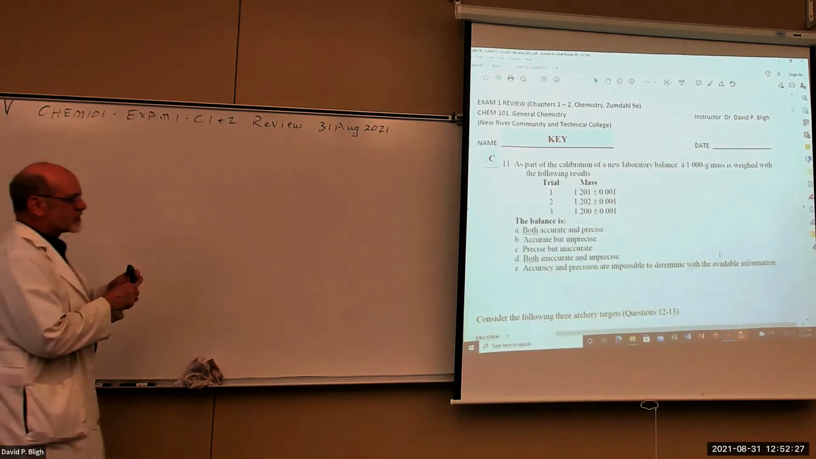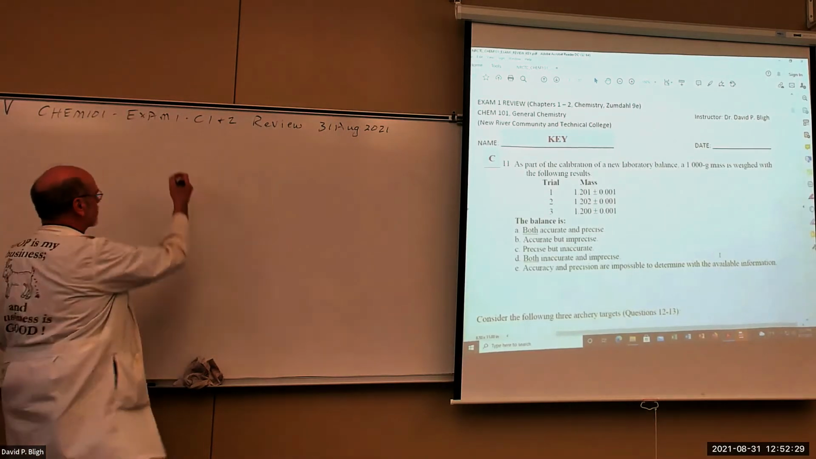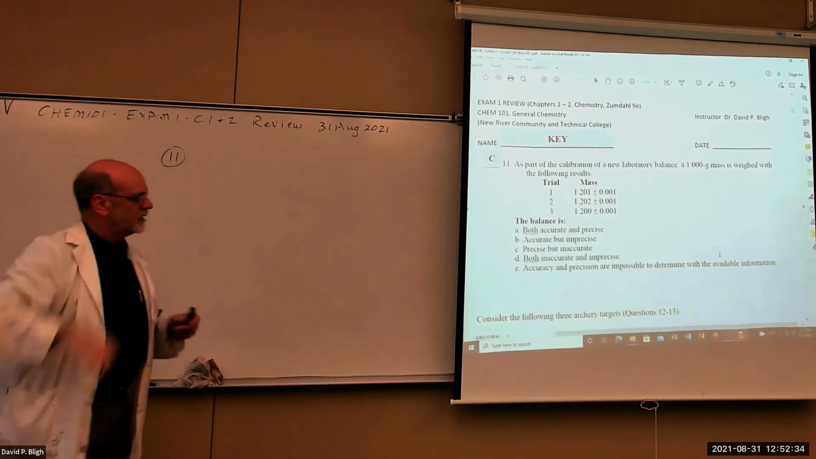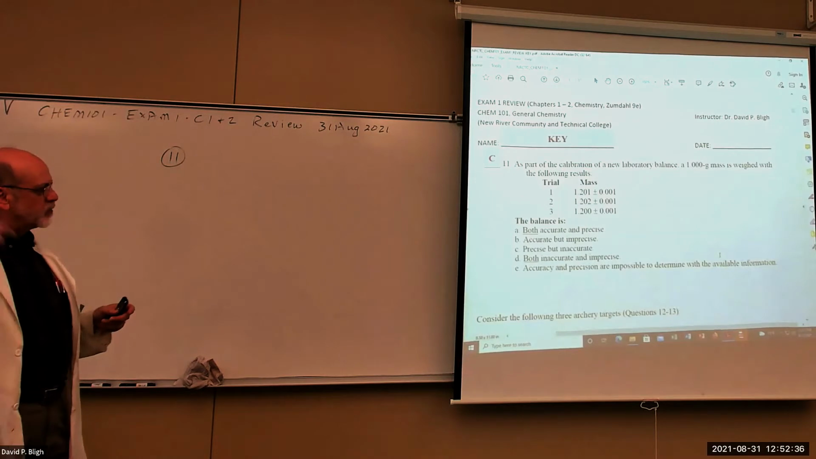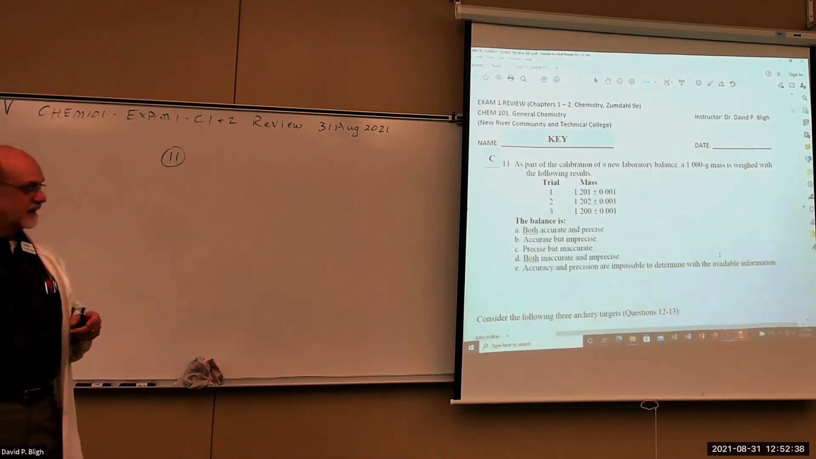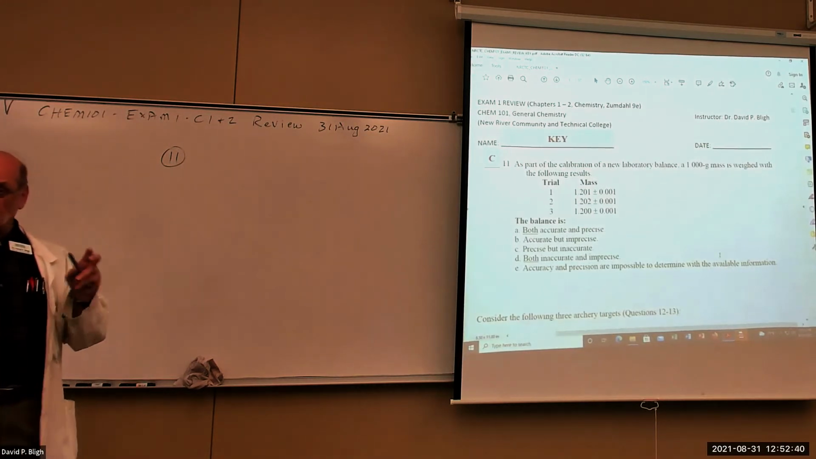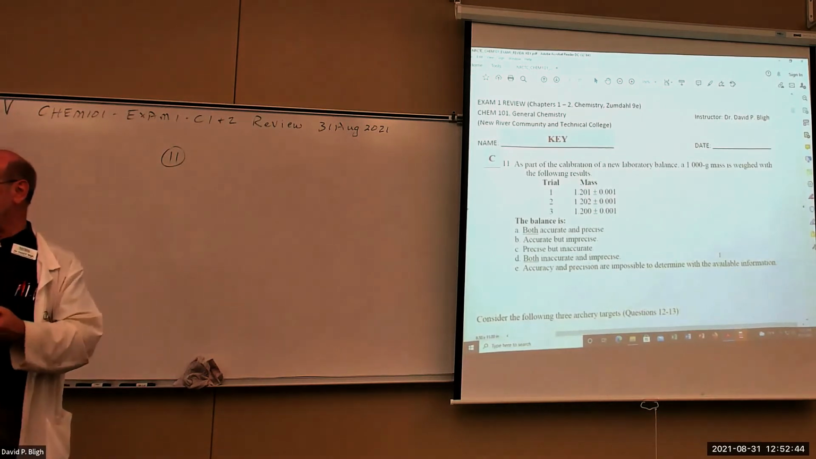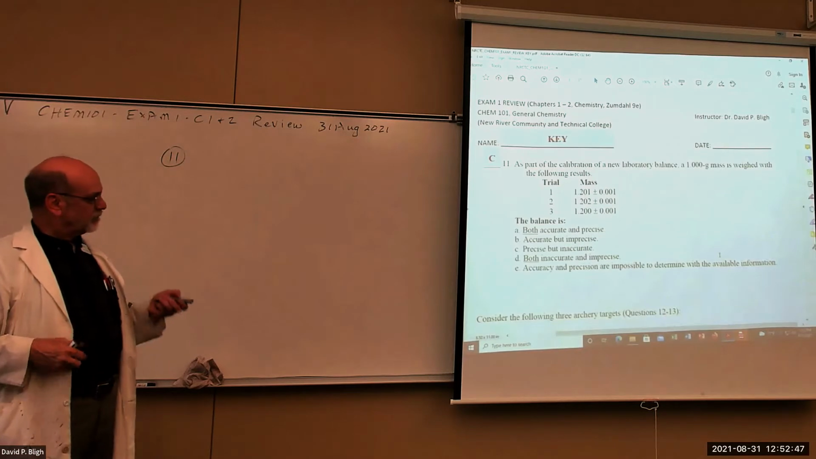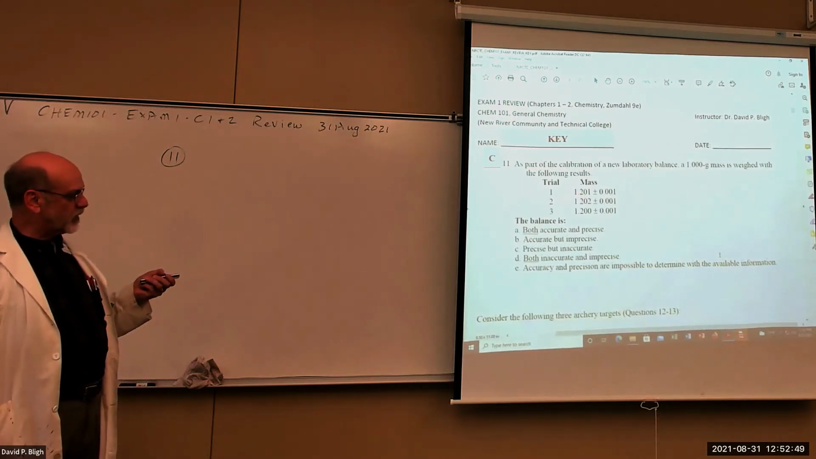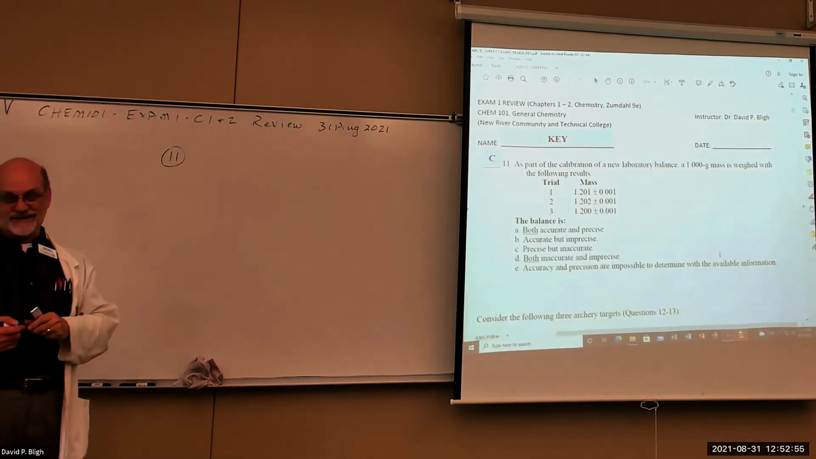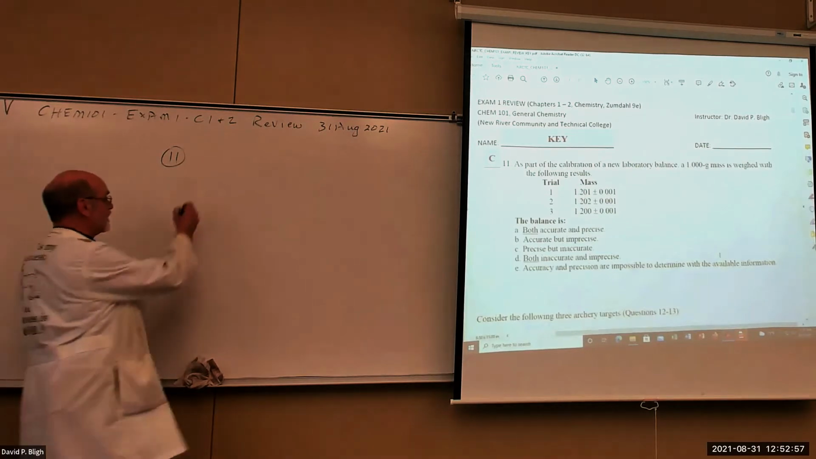As part of the calibration of your new laboratory balance, a 1 gram mass is weighed with the following results. Okay, so what that means is that 1 gram mass is our standard. That's the true value. But our balance tells us it's 1.2, 1.2, 1.2. What does that say about its accuracy? It's not accurate.